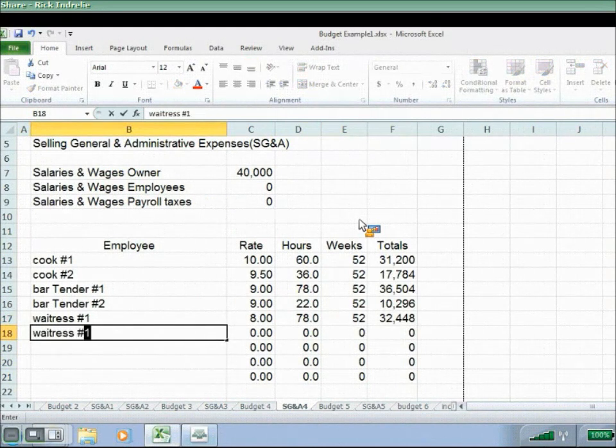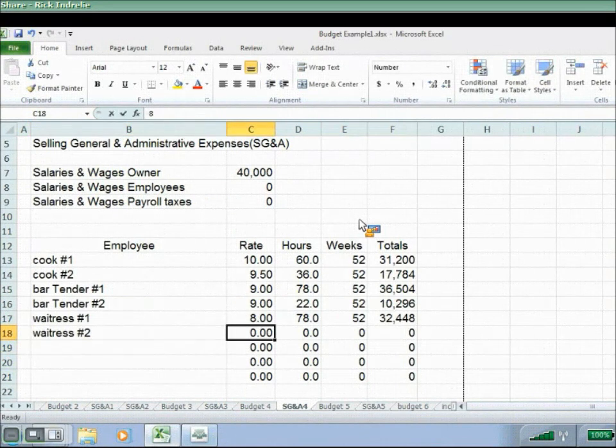Our next position, we still need a second waitress. The rate of pay is going to be the same, $8 an hour. We need about 42 hours a week out of this position, 52 weeks a year. So our expense for the waitress number 2 position is going to be a little over $17,000.